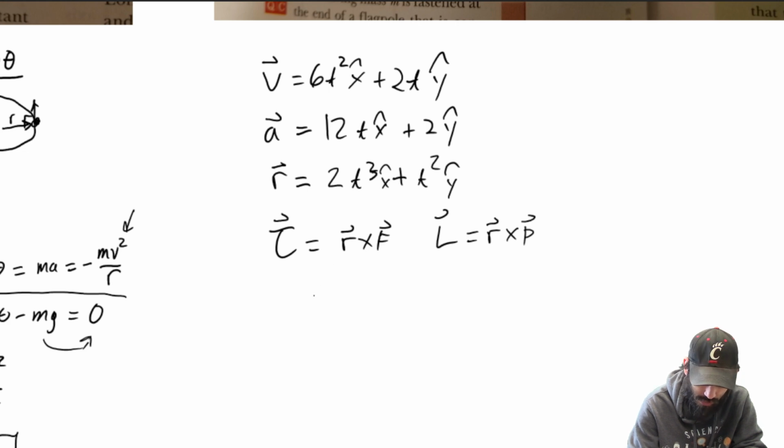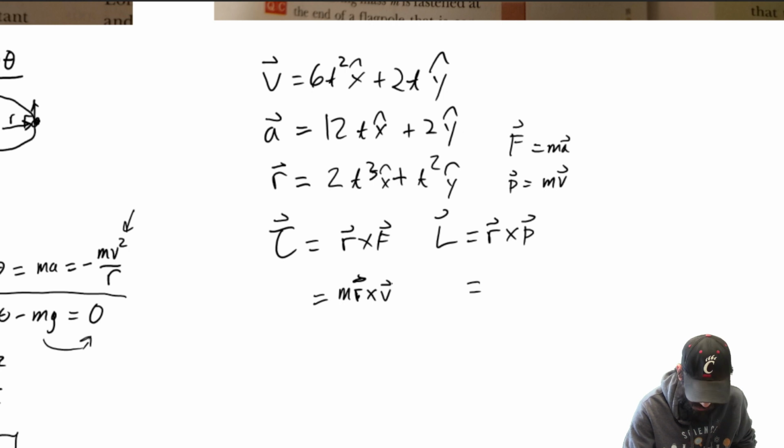Now this can be rewritten because F is equal to MA, and P is equal to MV. So this one right here can be rewritten as M R cross A, and this L can be rewritten as M R cross V. I'm making mistakes again.